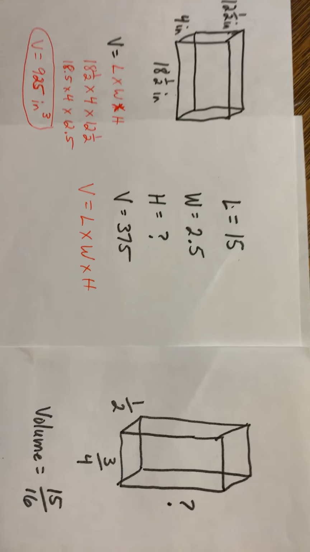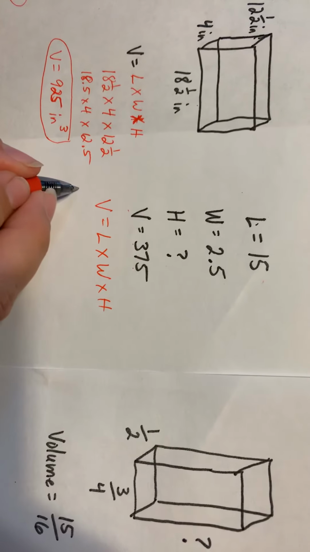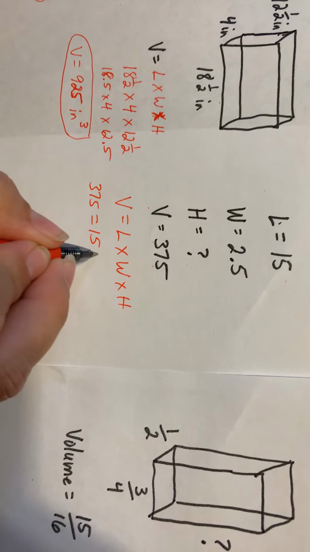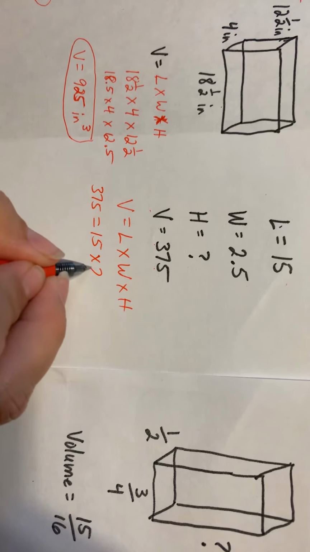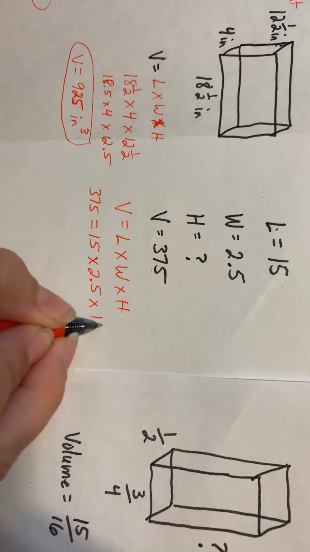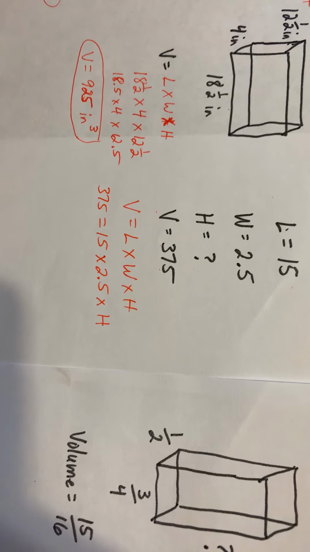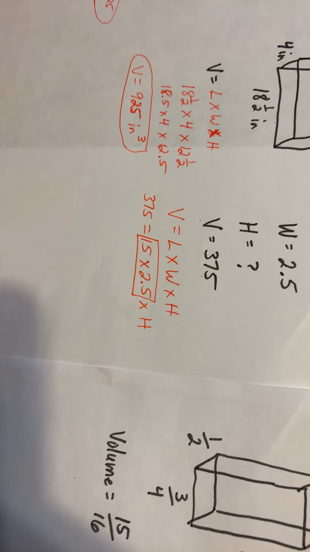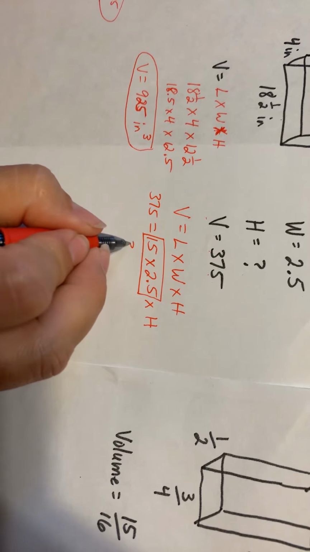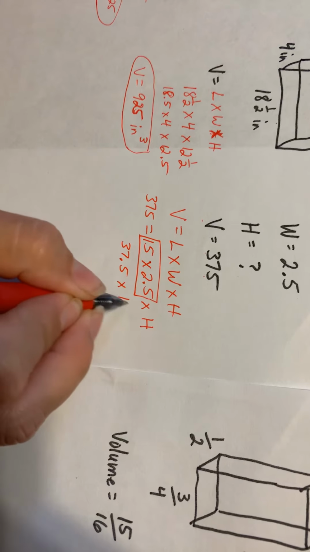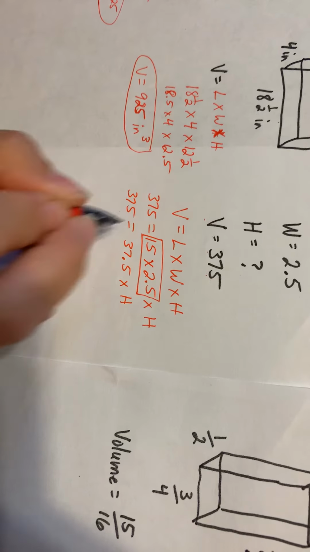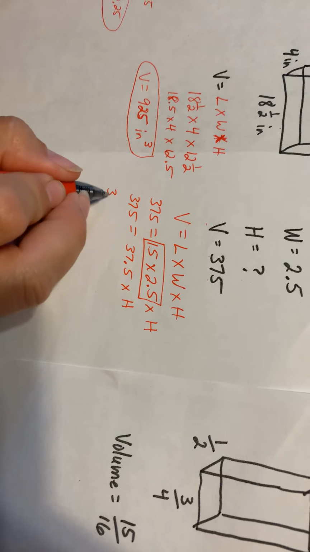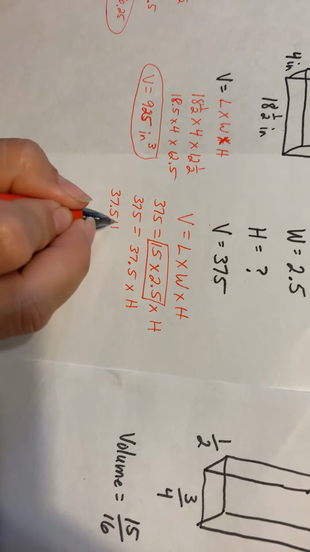Plug in what you know. I know my V, my volume, is 375. I know my length is 15. I know my width is 2.5, and I have no idea what my height is. So I'm going to simplify by going ahead and multiplying those two numbers out, which gets me 37.5. Bring down everything I haven't used. Now I'm going to flip these because I always like the letter on the left side.